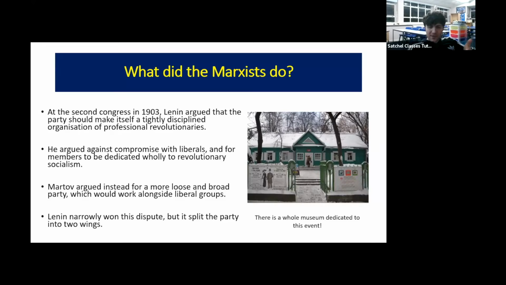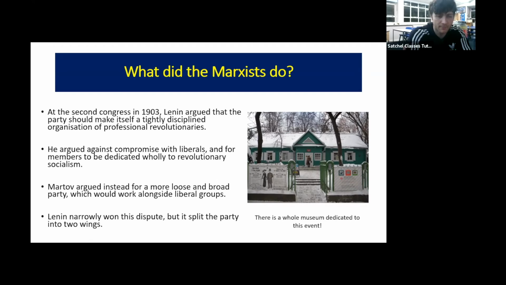So this is kind of the essence of their clash. This is what they're arguing about. At the second Congress of this party in 1903, Lenin argues this. He says the party has got to make itself a party of disciplined, professional revolutionaries. So tight-knit, really, really highly disciplined. And he says they shouldn't compromise with any other political forces in Russia at that time. So no compromise with the liberals. Everyone's got to be dedicated heart and soul to revolutionary socialism, to communism and Marxism.